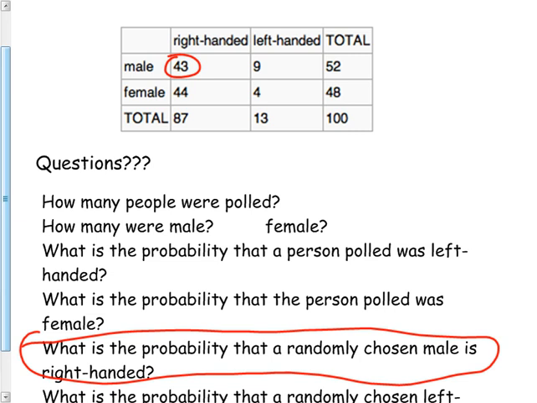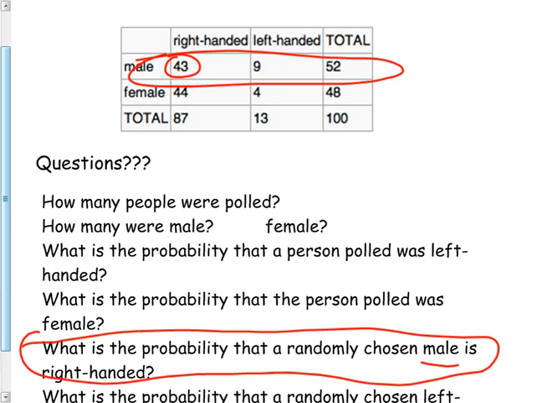Now, let's read it one more time. Probability a randomly chosen male is right-handed. Does it say they only picked from guys? It's really kind of a gray area. It's hard to tell. But I'll tell you, since it says it that way, a randomly chosen male, it didn't say randomly chosen person. It said randomly chosen male. It is out of just the males. And therefore, it's 43 out of 52. I know it can be hard to judge, but that's why these are the hard parts.